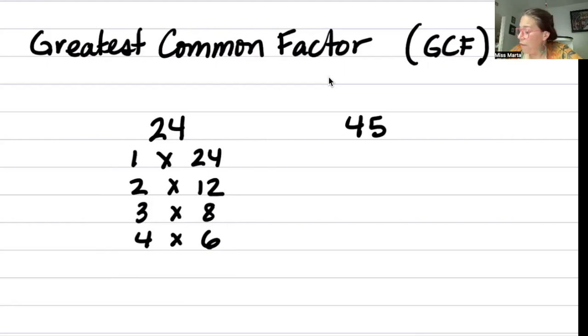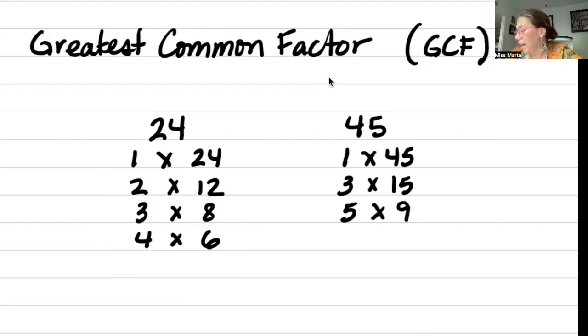All right, now let's cover 45. The factors of 45 are 1 and 45, 3 times 15 and 5 times 9. And those are the factors of 45: 1, 3, 5, 9, 15, and 45. Okay, so that covers the factors.